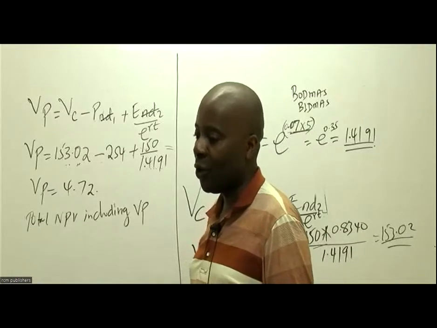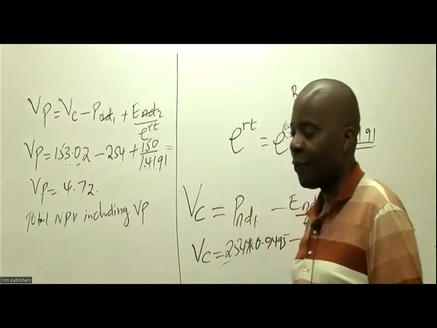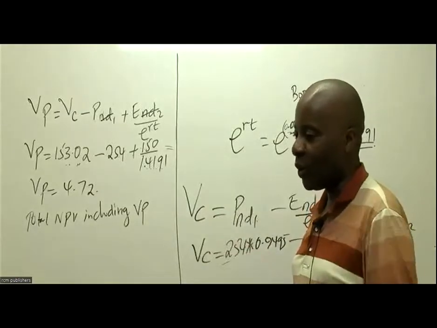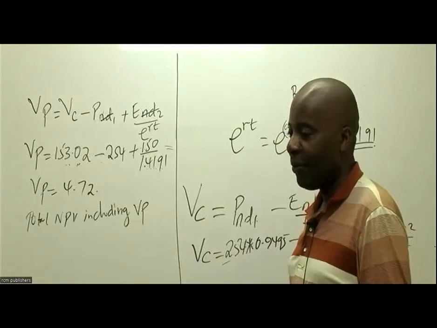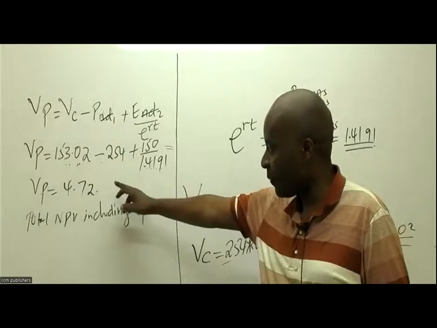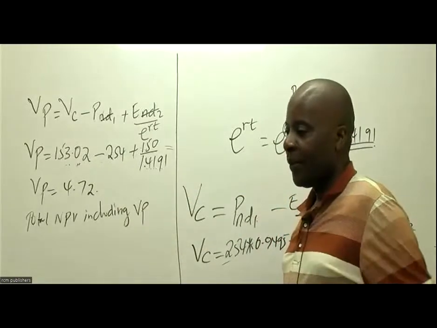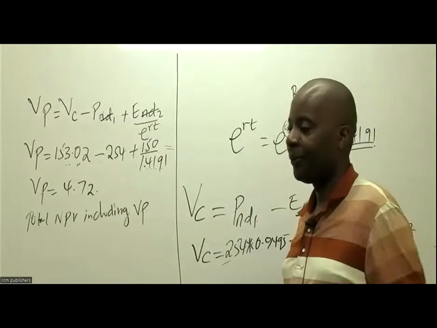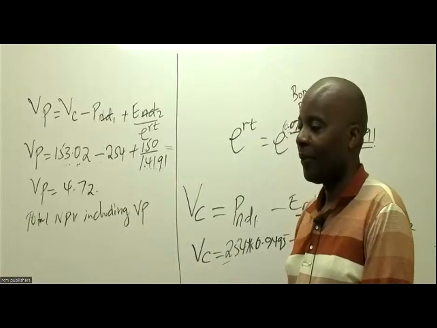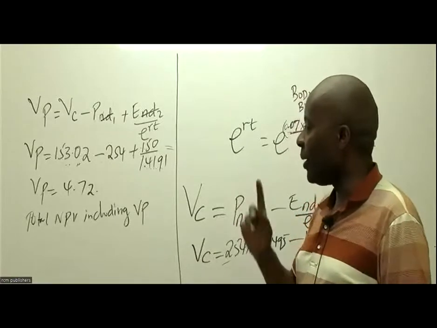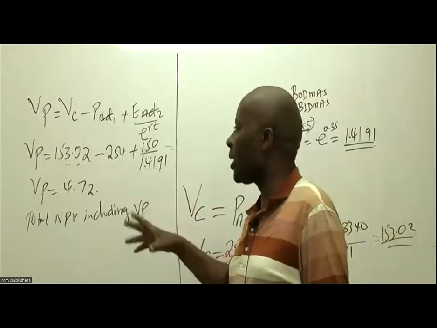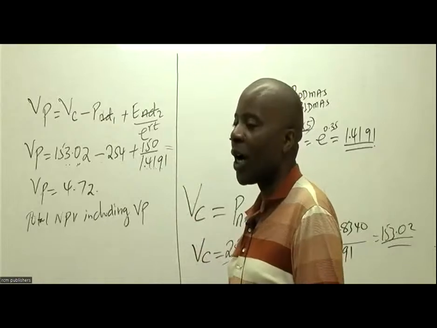Bernard, I'm waiting for you. I don't want to go that way where you do one, one, one, one. Bernard, I'm waiting for you to get this figure. You've gotten it, right? So the mistake you did when you were doing it in your calculator, I'm so sure you decided to work on it separately.